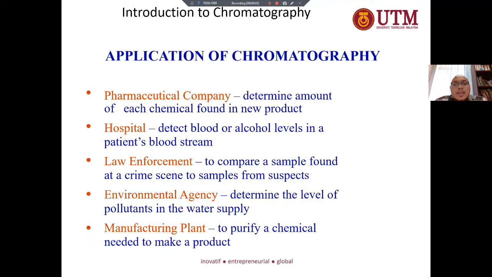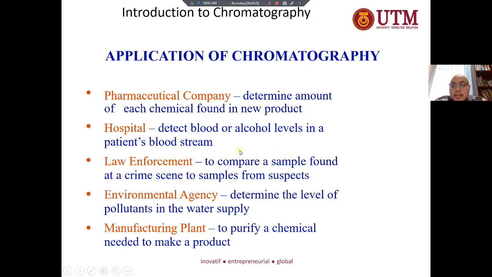Okay, what is the application of chromatography? There are a lot of applications of chromatography. In a pharmaceutical company, it is used to determine the amount of each chemical found in the product. For example, in a hospital, to detect the blood alcohol level in a patient's bloodstream. In law enforcement, to compare a sample found at the crime scene to a sample from a suspect.